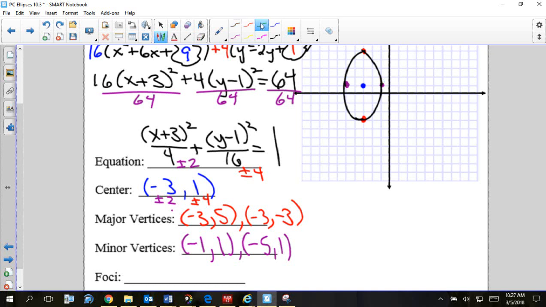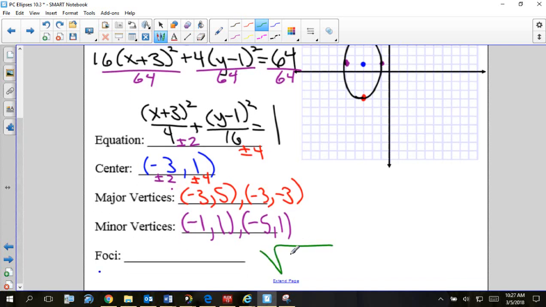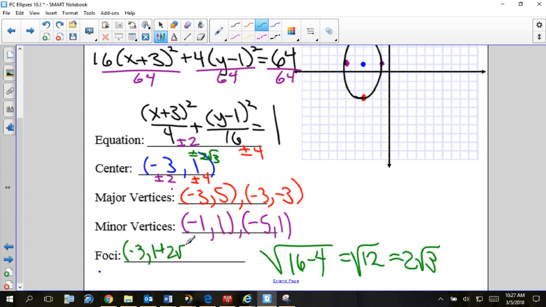And then for the foci, we take from the original denominators, big minus small. So 16 minus 4. Square root that, simplify it. And that is added to the y values because that's the major. So negative 3, 1 plus 2 radical 3, and negative 3, comma 1 minus 2 radical 3.